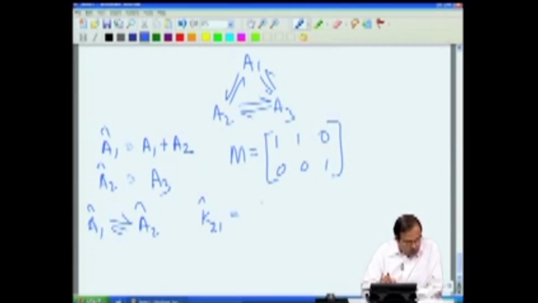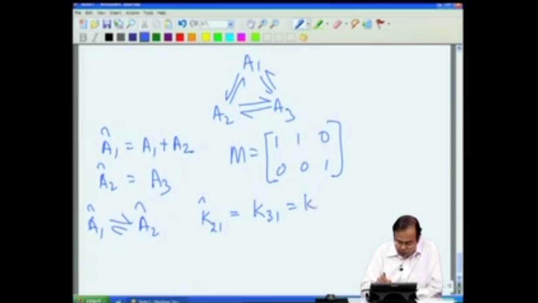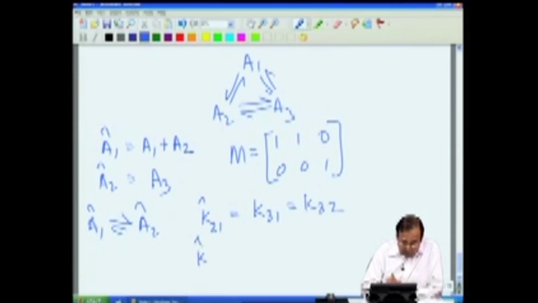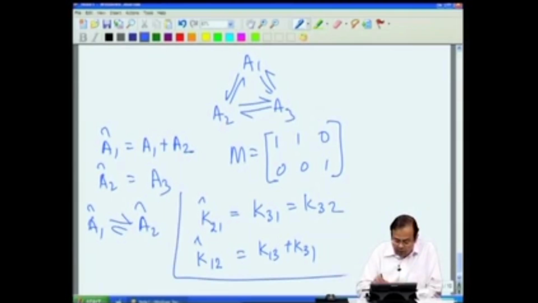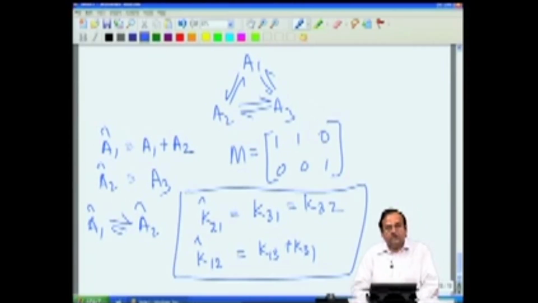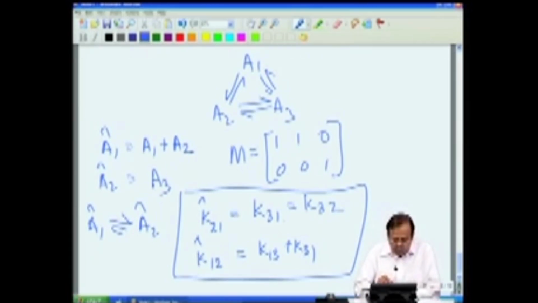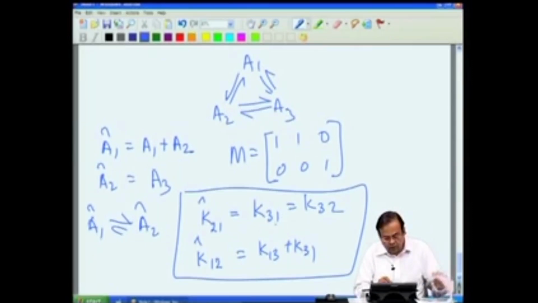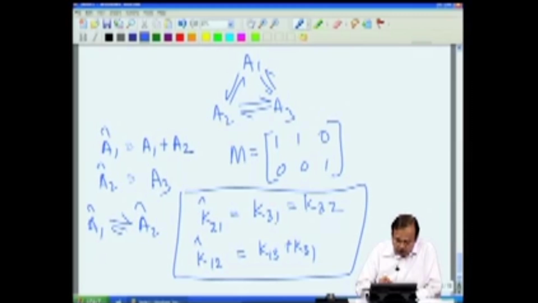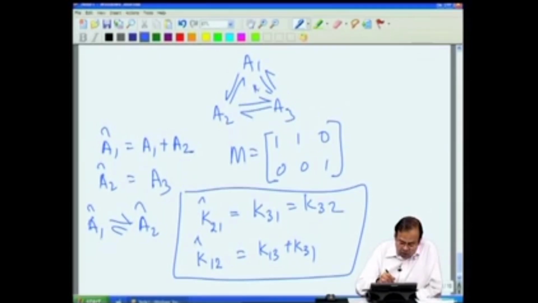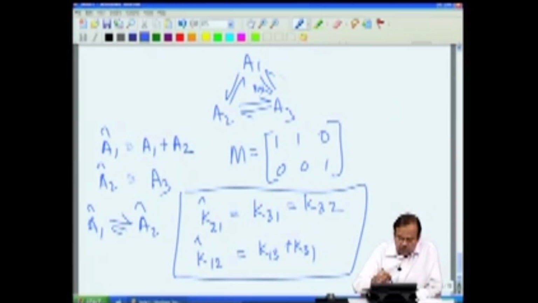So, if I satisfy this condition, this is my lumping condition that I get, and if I satisfy this lumping condition, my results are exact. What is this lumping condition? What we are saying is that this rate constant K31, the rate at which you get 3 from 1, is the same as the rate at which you get 3 from 2.